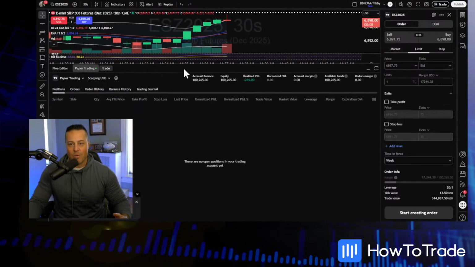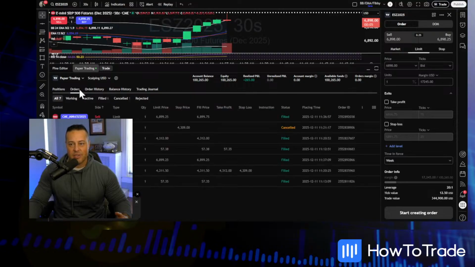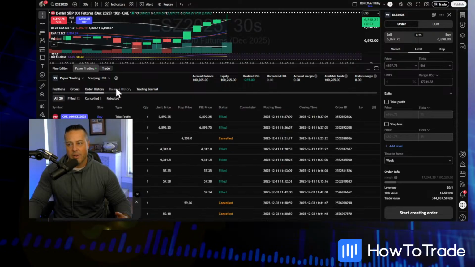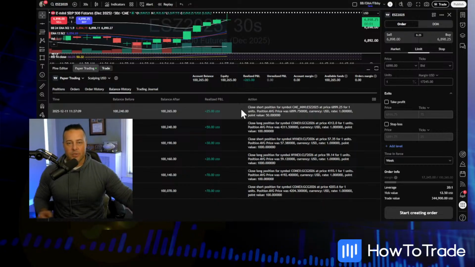Did we get paid? Notice how fast that was. I'm sorry, we didn't get a very good illustration there. Orders, order history, balance history. There's our 2 ticks. $12.50 a tick, $25. So we made $105 today in just over 27 minutes.